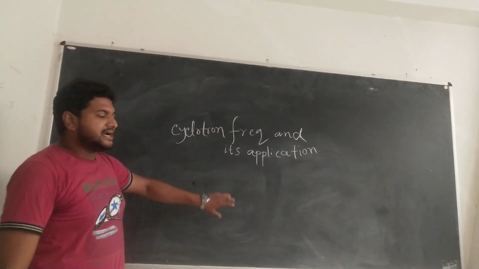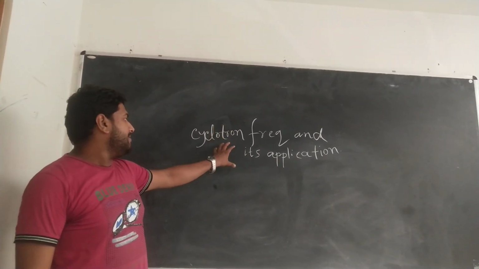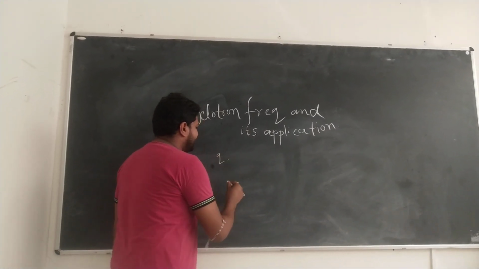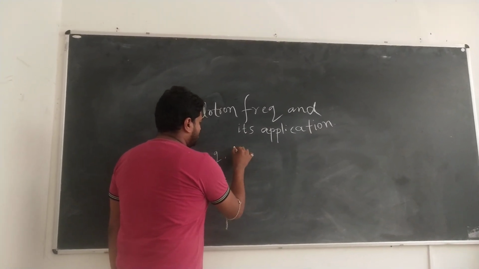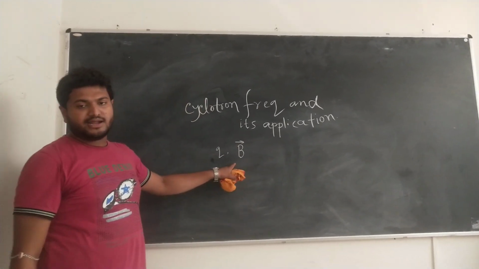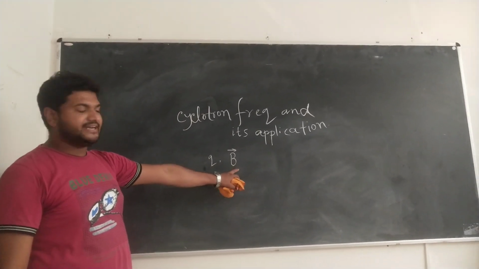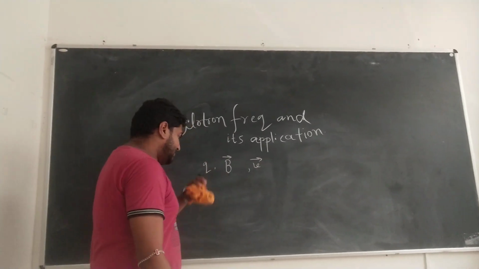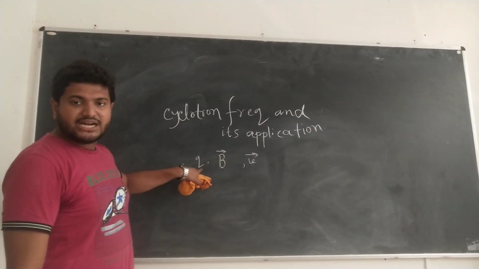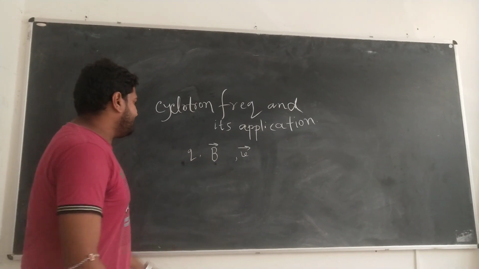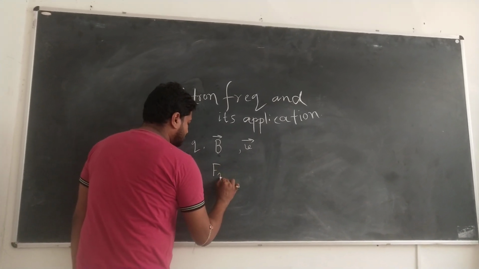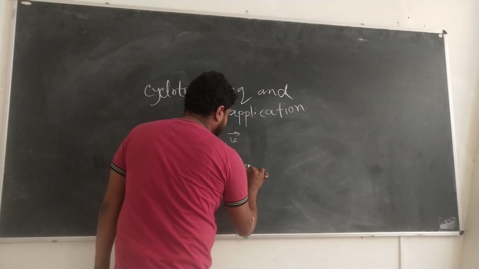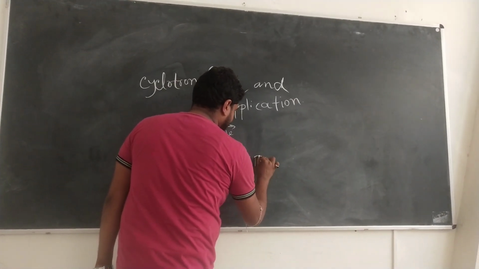Before starting this topic, I want to tell you about the behavior of any charge Q in a magnetic field B. Suppose there is a magnetic field B vector and that charge Q is in the magnetic field having velocity V vector. Then the force experienced by that charge Q due to the magnetic field B vector is basically the Lorentz force, Q (V cross B). Right?